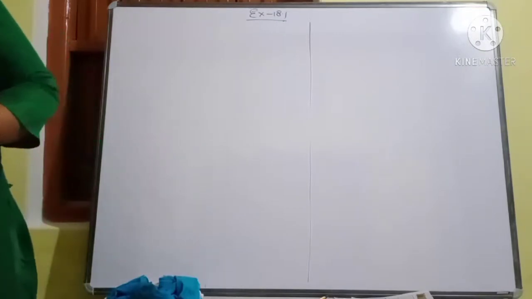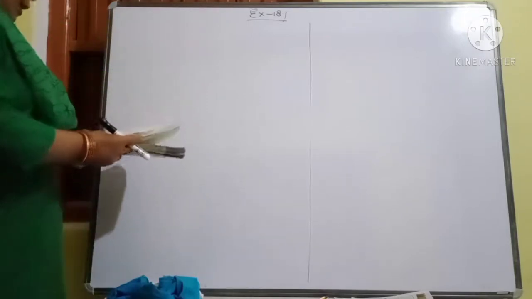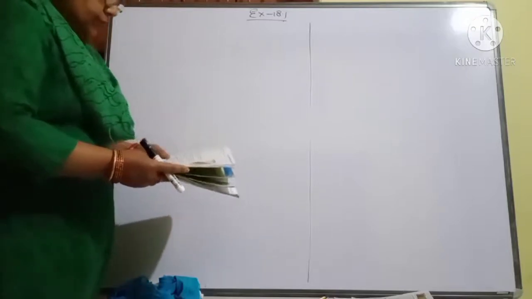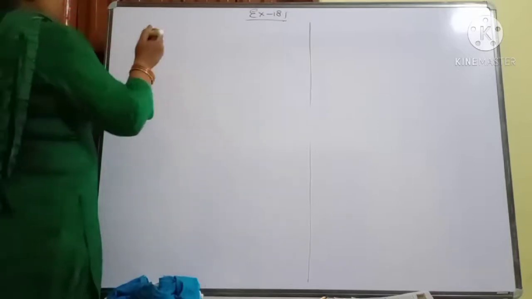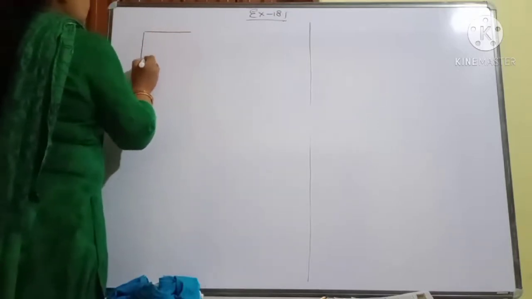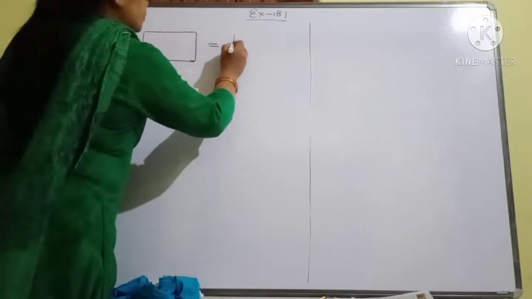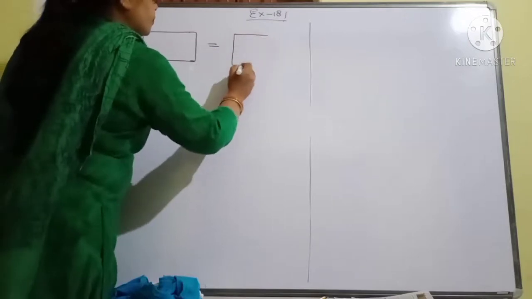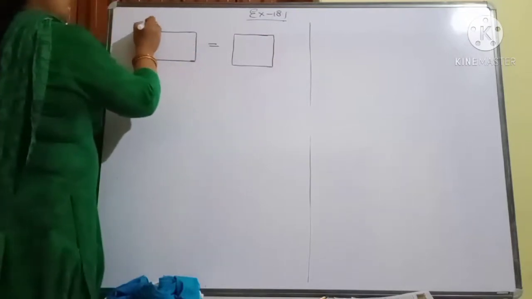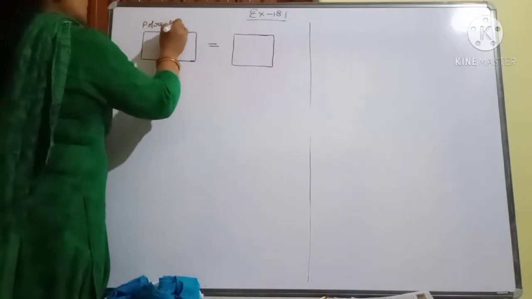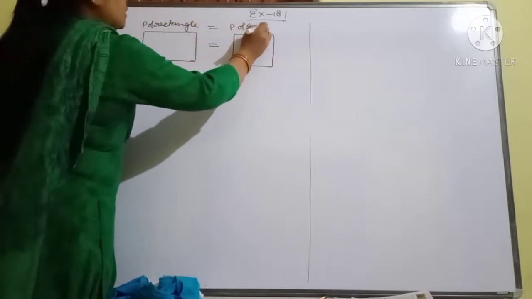The perimeter of a rectangle is equal to the perimeter of the square of side 15 centimeter. If the side of the rectangle is 20 centimeter long, what is its breadth? You have been given that the two figures, rectangle and square, have the same perimeter. Perimeter of rectangle is equal to perimeter of square.